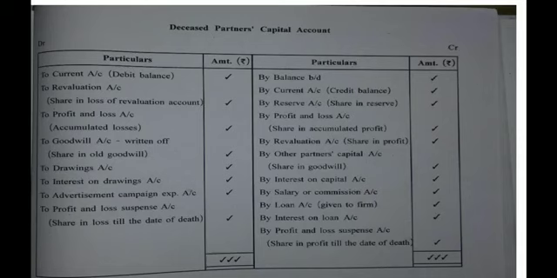You can see the very first thing, the debit balance of current account, the share in loss, that is to revaluation account, which is simply the loss on revaluation. Then to profit and loss account, this is accumulated loss. This is the loss that you write off in the old ratio. This is given in your question in the balance sheet on the asset side.